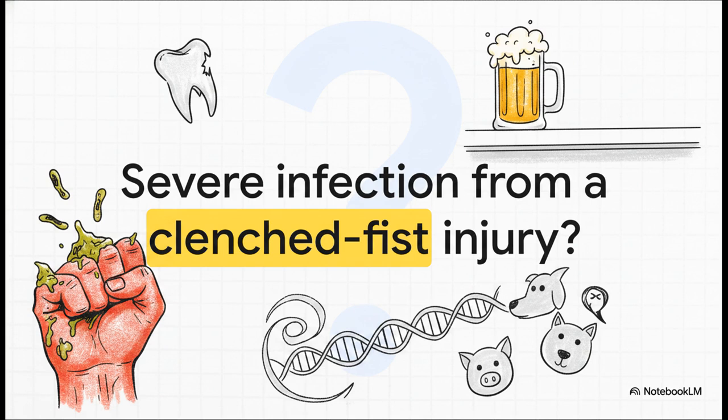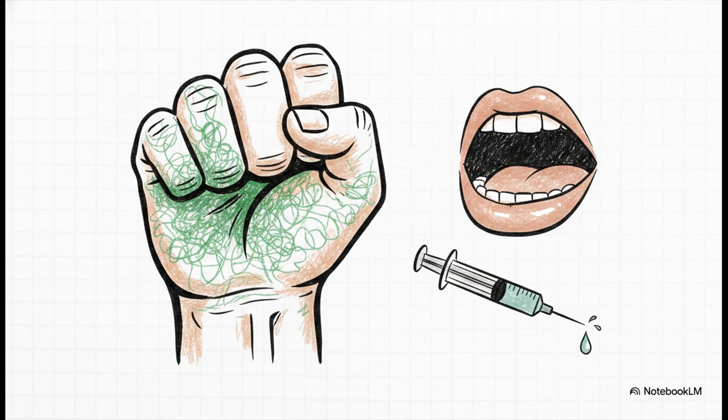What organism absolutely must you cover? The answer is Eikenella corrodens. Remember how we said this bug lives in the human oral flora? Well, that's exactly why it infects clenched fist injuries. Oh, and here's a sneaky secondary vignette they like to throw at you.